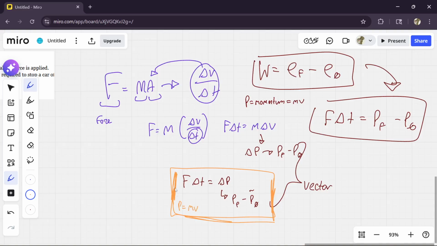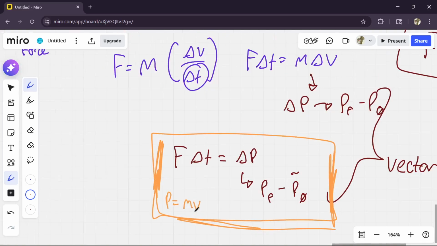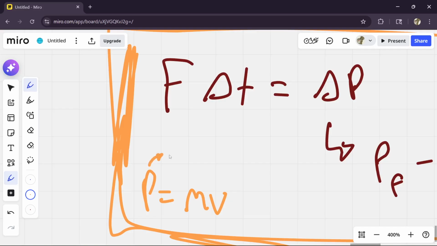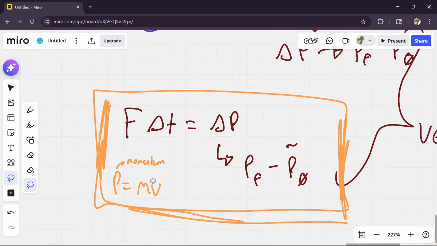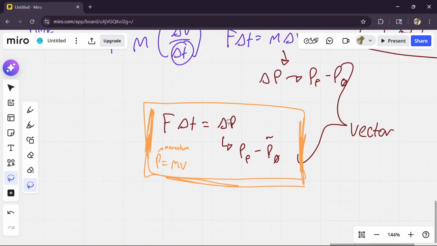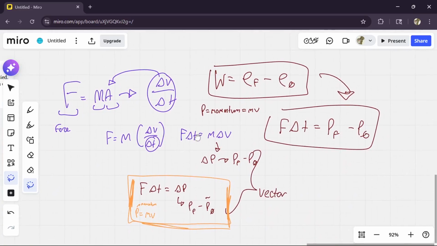p as in momentum. Again, I don't think of momentum when I see p. Whatever. All right. So p is momentum, and it's equal to mass times velocity, which is just this formula, which we use for everything. Cool.